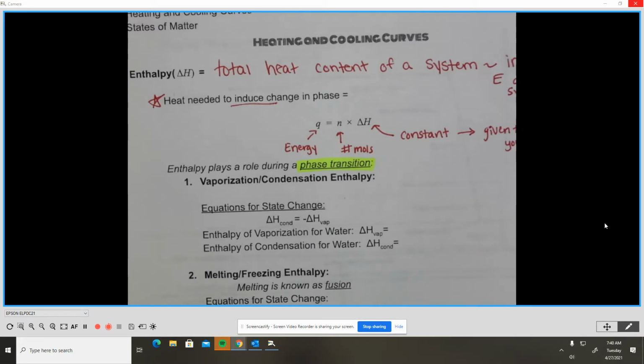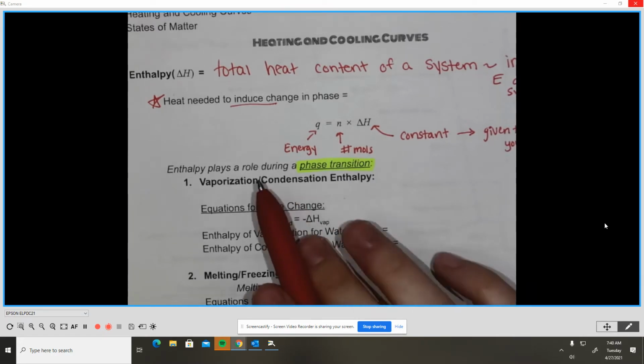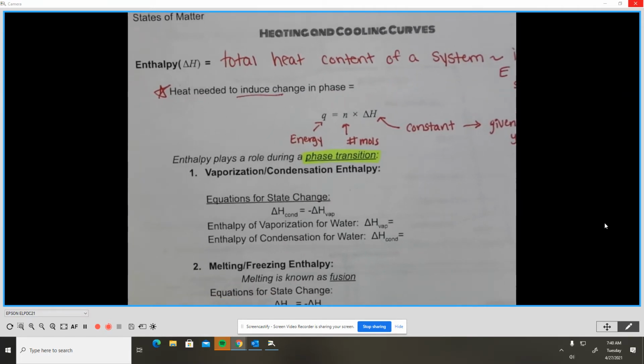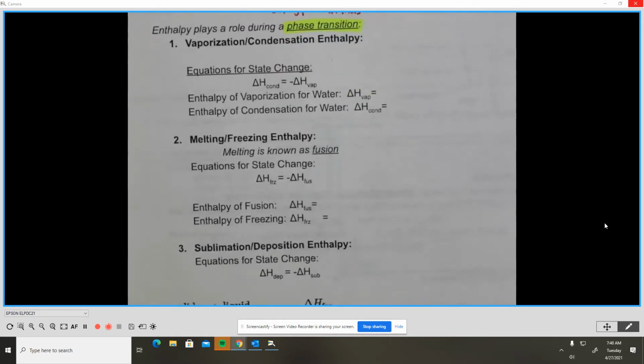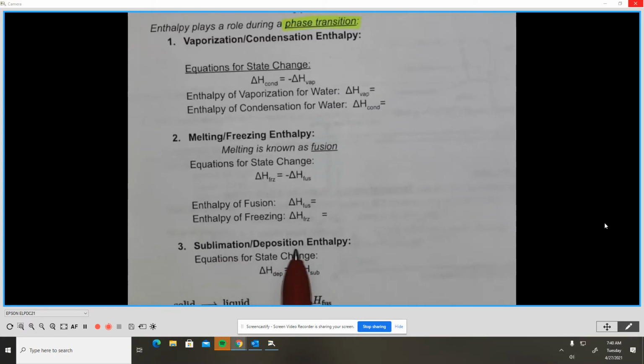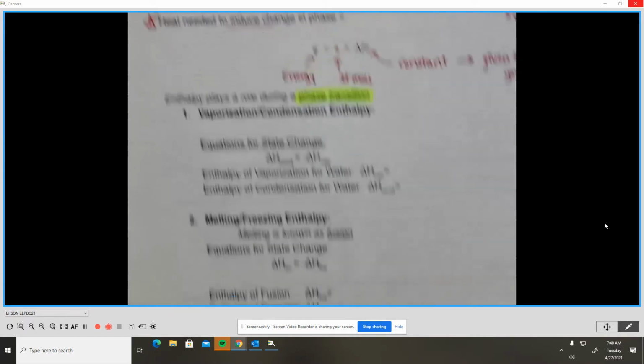So for example, we have vaporization and condensation. That's a phase change. Melting and freezing, that is another phase change. And then our third phase change would be sublimation or deposition. Sublimation is going to go from solid straight to gas. Deposition is going from gas straight to solid. So sublimation is like dry ice. Deposition is like how frost occurs.